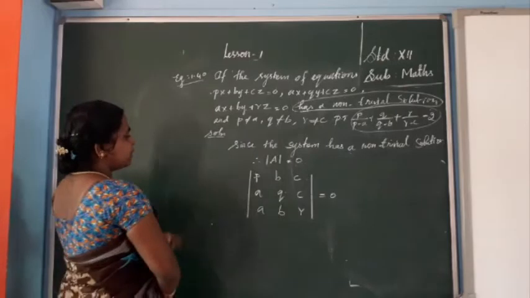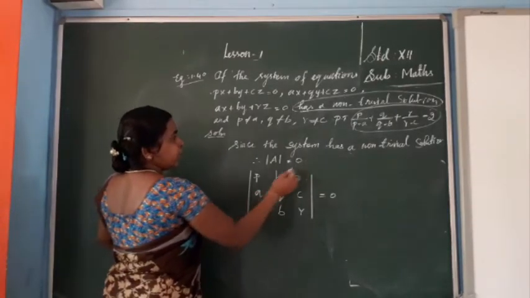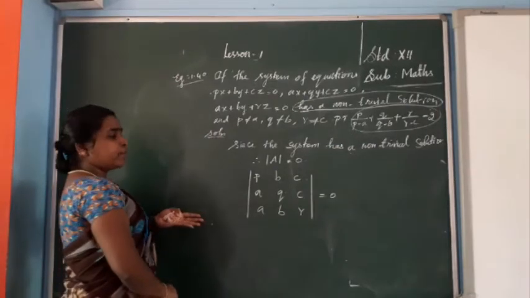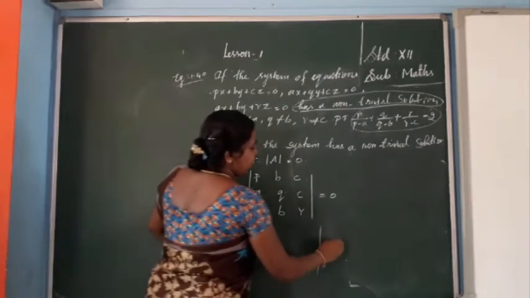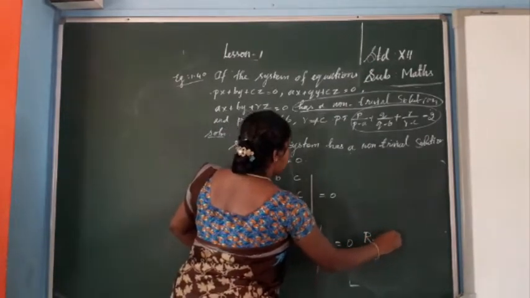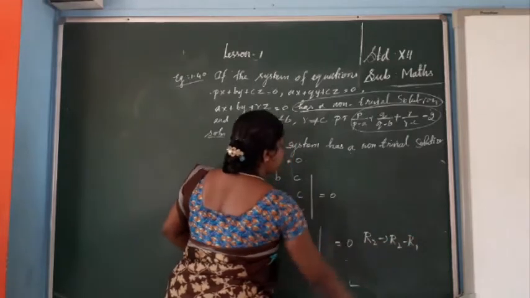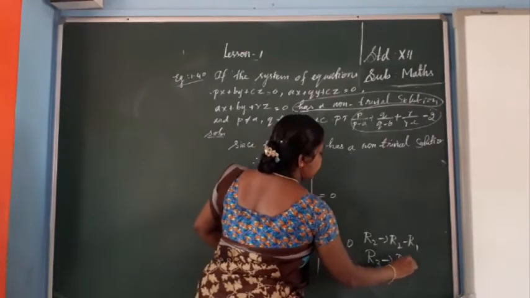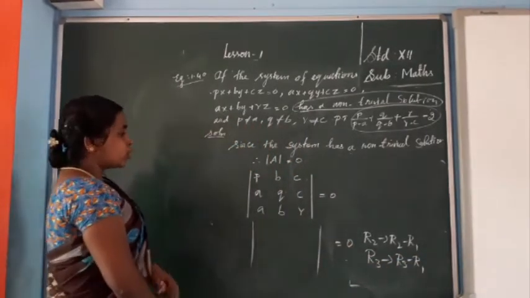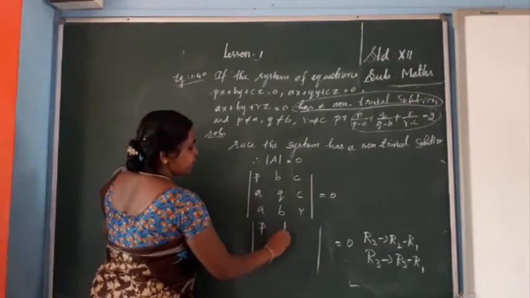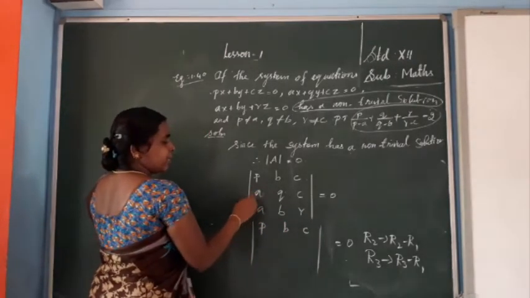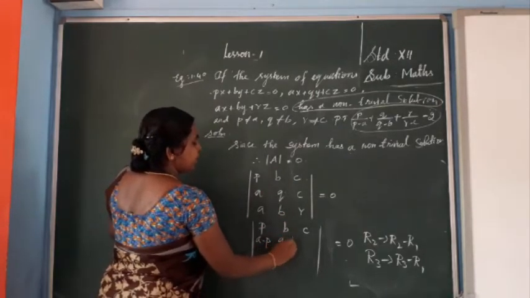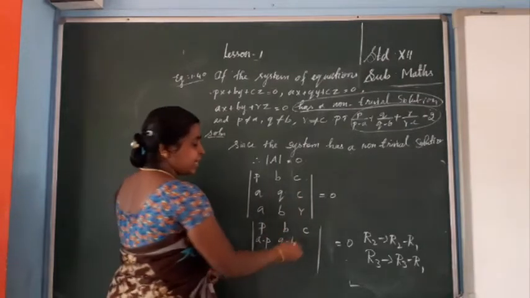Next step, how to adjust the second row instead of a. So actually here p minus a, q minus b, r minus c is there. So according to that we have to convert first. So I am going to do r2 gives r2 minus r1, same as r3 gives r3 minus r1. First r1 I am writing p, b, c. In r2 a is there, so a minus p. Next q minus b. Next c minus c, which is 0.